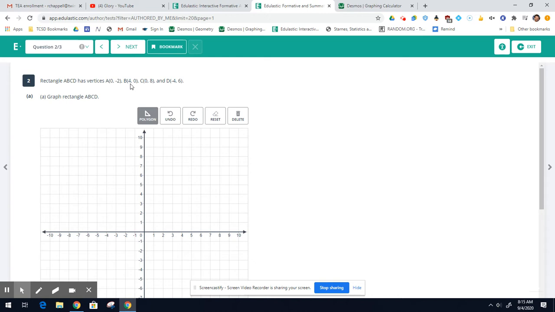The first coordinate is the x coordinate, left to right. The second one is the y. If it's 0, that means you don't move in that direction.